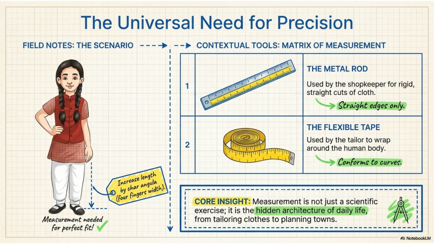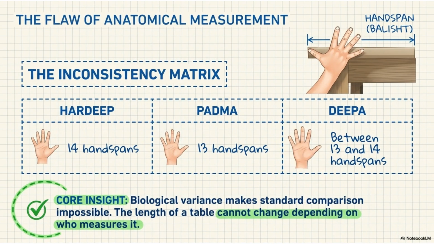Tools like the metal rod and flexible tape serve different contextual needs for accuracy. Anatomical measurements, like the handspan, are inconsistent due to biological variance. The length of an object cannot change based on who measures it. This inconsistency highlights the need for a fixed standard.